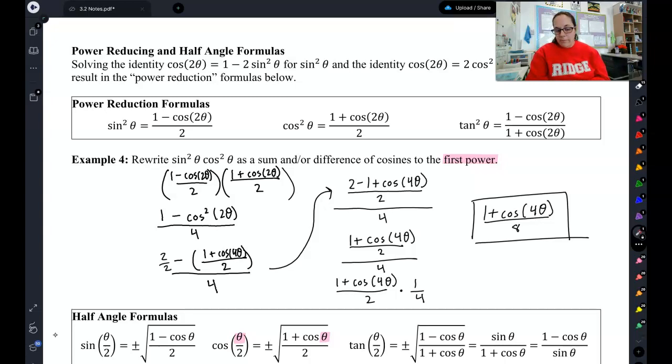Remember, they don't come up very often. They're pretty rare, but you do need to know them. So we will have one last video of the day where we'll take everything we've learned and we'll do one last trig identity proof with it.